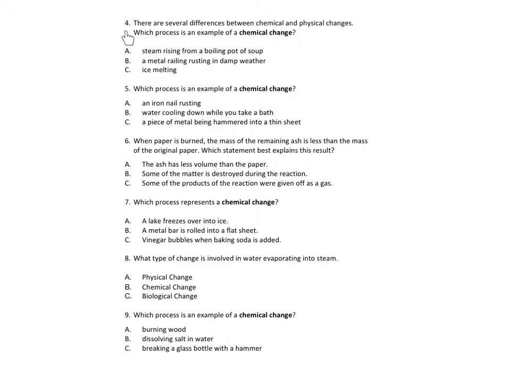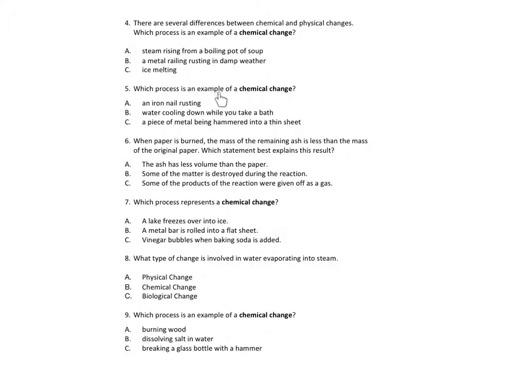Number 4. There are several differences between chemical and physical changes. Which process is an example of a chemical change? A. Steam rising from a boiling pot of soup. B. A metal railing rusting in damp weather. C. Ice melting.